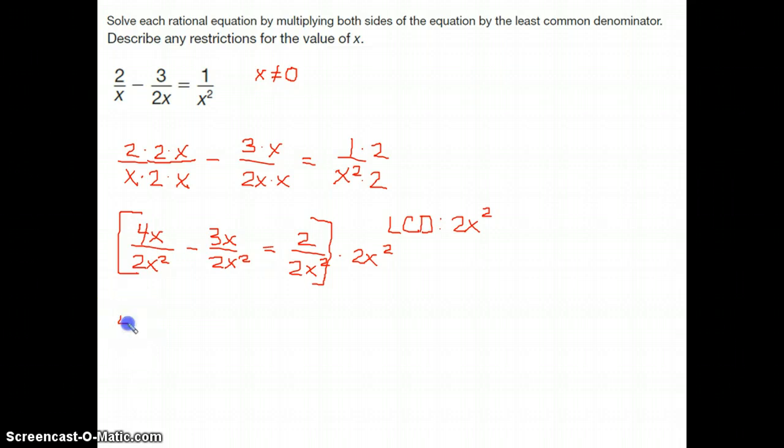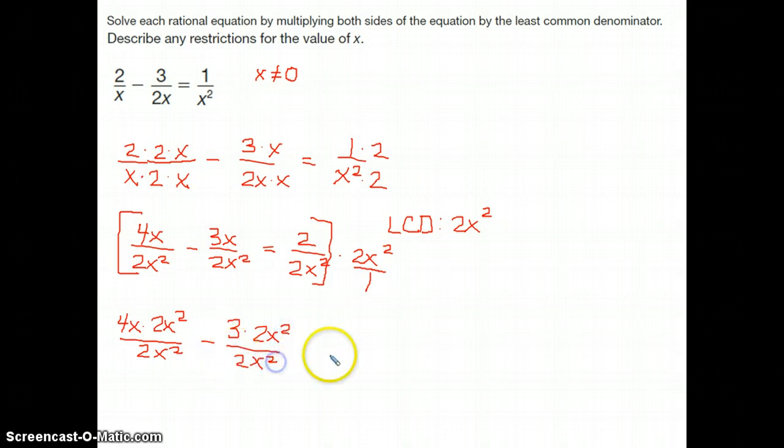So what that means is my first fraction was 4x. And as we multiply by this least common denominator, remember it's over 1. So this will become 4x times 2x squared divided by 2x squared. This becomes 3x times 2x squared over 2x squared. And this becomes 2 times 2x squared over 2x squared.